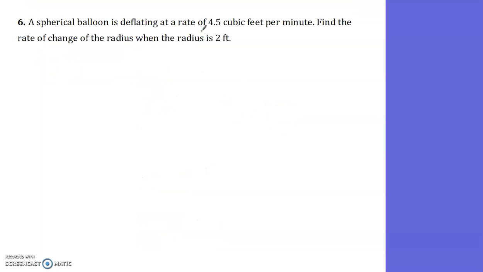A spherical balloon is deflating at a rate of 0.45 cubic feet per minute. So I know my rate is negative. And since it's cubic feet, that means feet cubed per minute. That tells me I'm dealing with volume here. Find the rate of change of the radius when the radius is 2 feet. So I'm going to draw my sphere. The only measurement we have here is the radius, but I don't put the number in the picture because it comes after the word when.